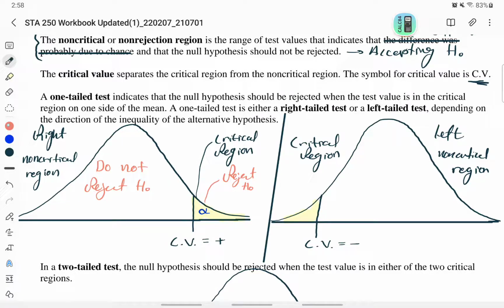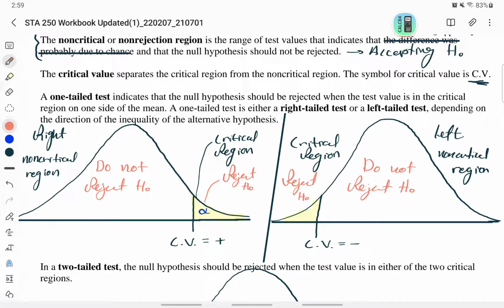Now, if your test value lands in the critical region, you're going to reject the null hypothesis. But if the test value lands in the non-critical region, do not reject the null hypothesis. And there you go. That is a left tail test. And the one over here is a right tail test. I drew the right tail on the left side of the screen and the left tail on the right side of the screen. Oh, the irony.